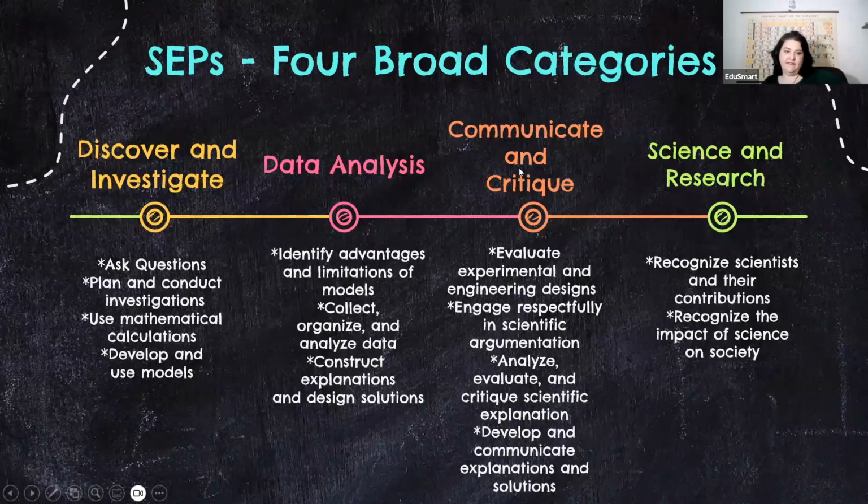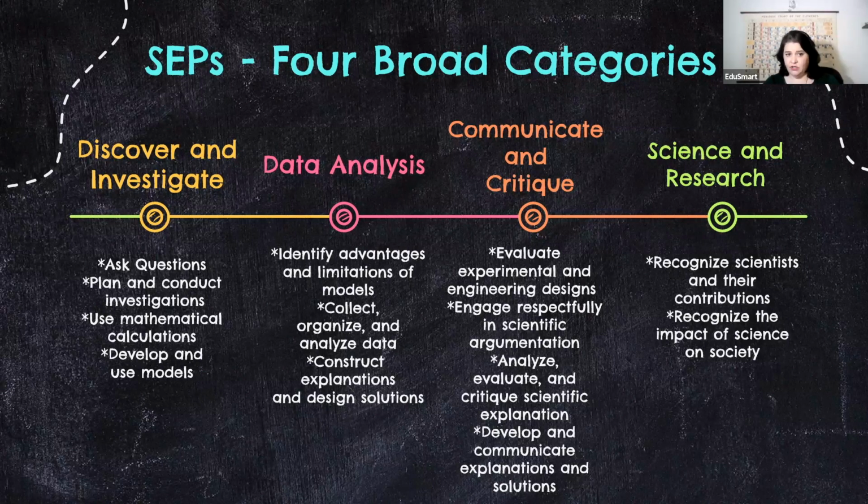The SEPs kind of fit into four broad categories. There's a lot within each of these categories and within each of these standards. So we want to really make sure we're looking at how the standards evolve over time. That vertical alignment piece: what are the kids expected to do in kindergarten versus third grade versus middle school, and then on into high school?